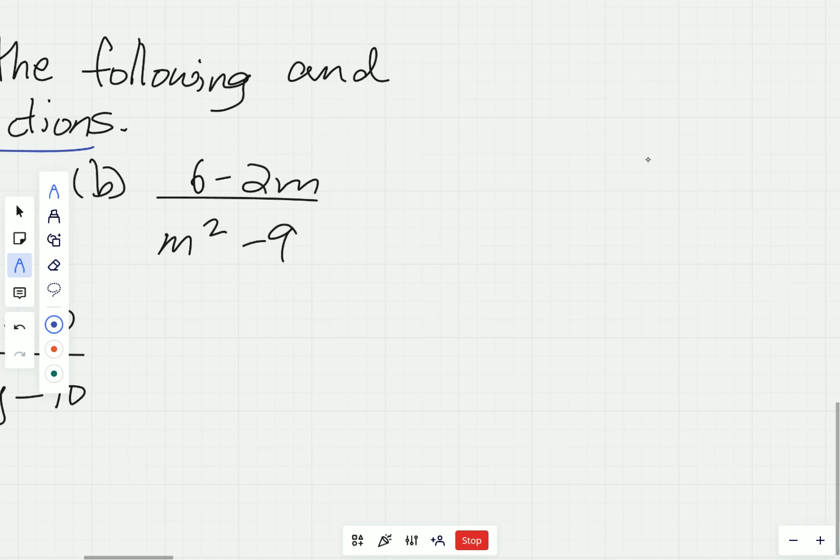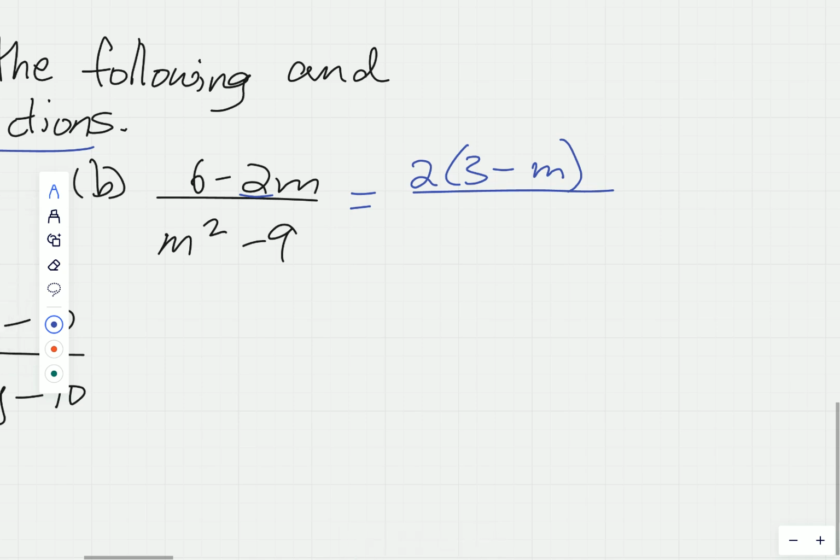So now let's factor the numerator. So the common factor of 2. So let's factor that out. We're left with 3 minus m. 2 times 3 minus m in the numerator. Now in the denominator, we have, again, a quadratic second-degree polynomial, and it happens to be a difference of squares. Remember that? So when you factor a difference of squares, again, two factors, and they look very similar.